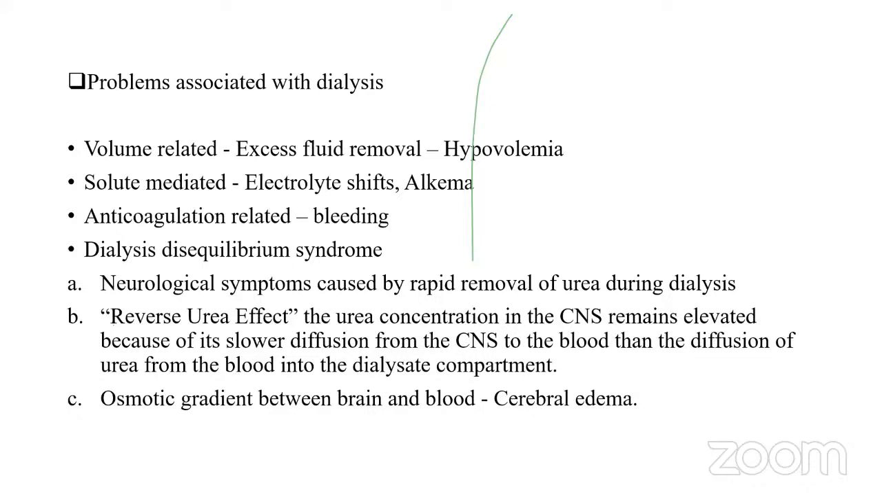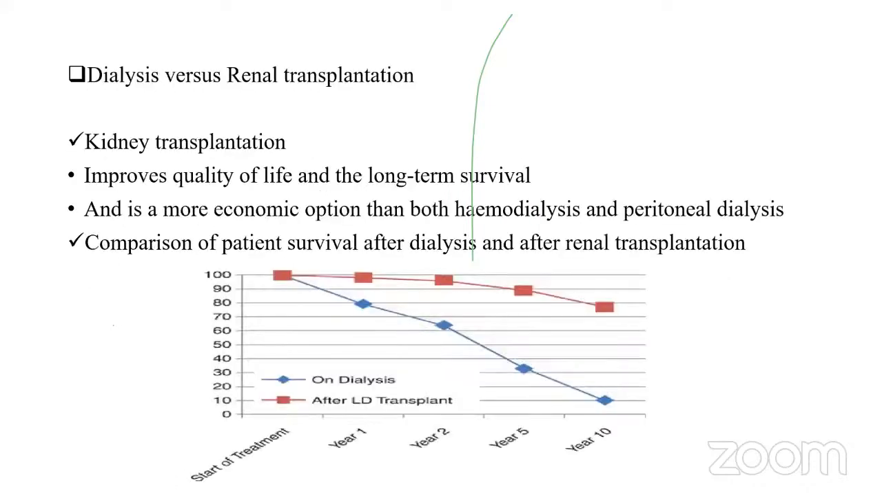Dialysis disequilibrium syndrome: neurological symptoms caused by rapid removal of urea during dialysis. It causes a reverse urea effect. The urea concentration in the CNS remains elevated because of its slower diffusion from the CNS to the blood than the diffusion of urea from the blood into the dialysate compartment. It causes an osmotic gradient between the brain and blood. Finally, the patient ends up in cerebral edema. It's called dialysis disequilibrium syndrome.